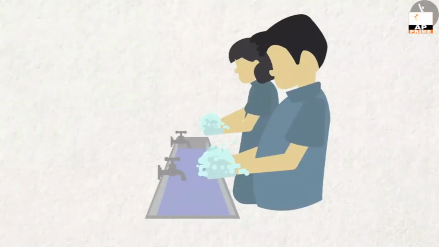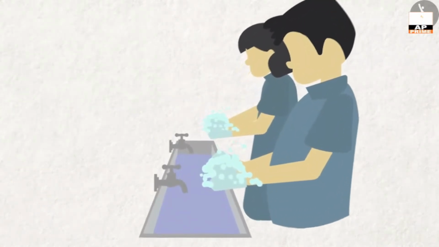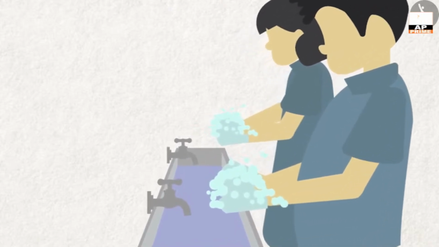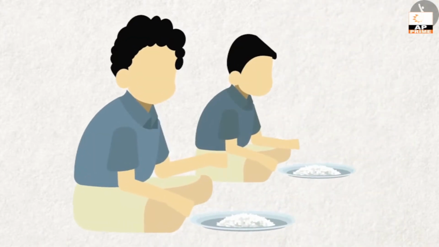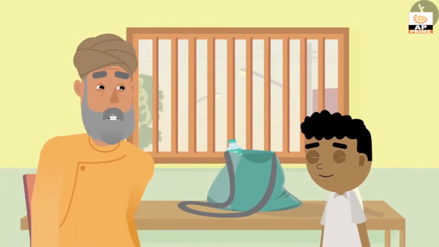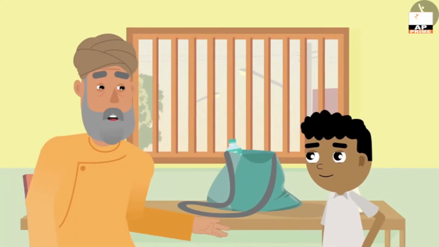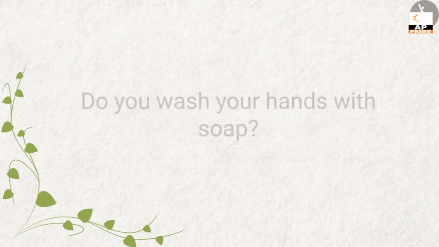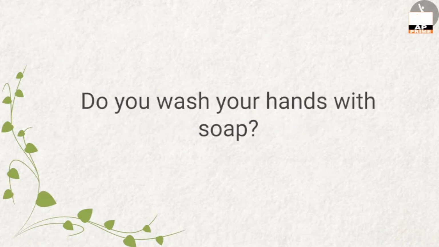All the children go and wash their hands as soon as the bell rings during lunchtime every day. Then they sit outside the kitchen to eat. That's a very good thing, Bittu. We should always eat food only after washing our hands with soap. Do you also eat food after washing your hands? Do you wash your hands with soap?